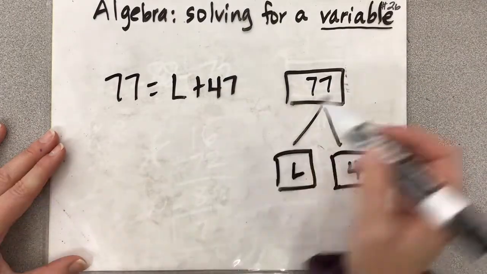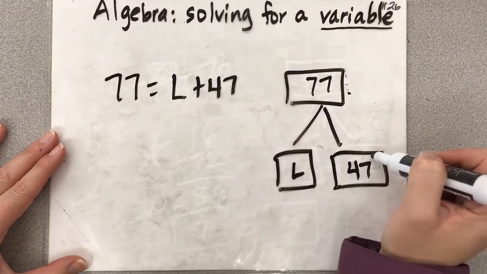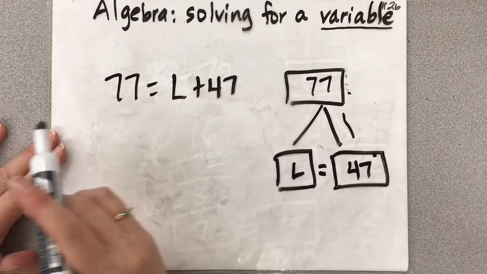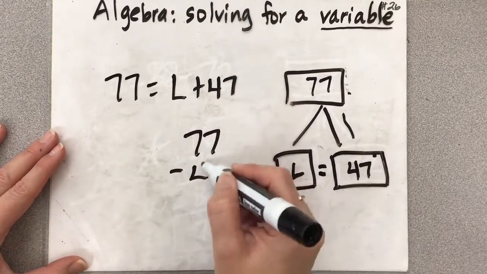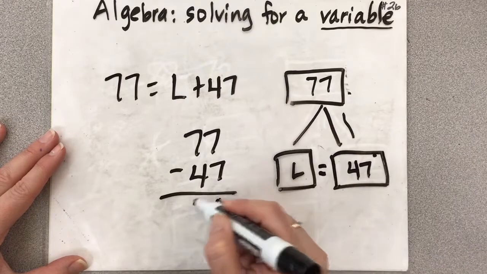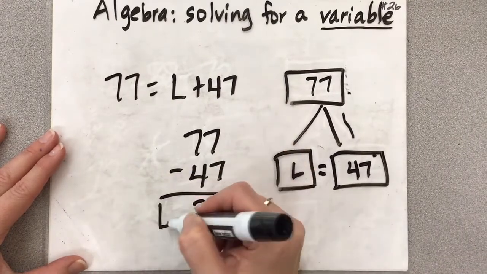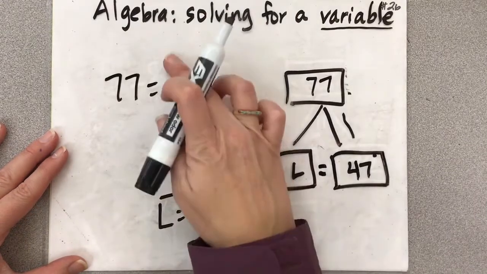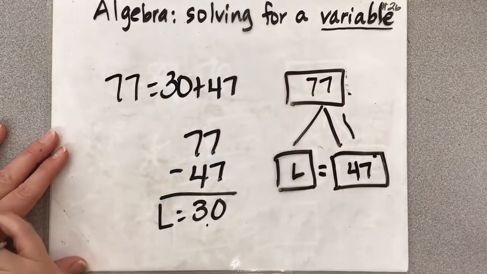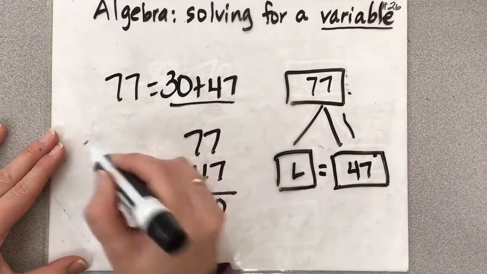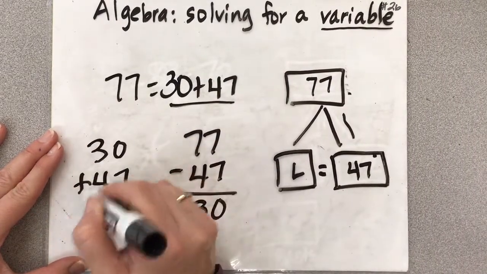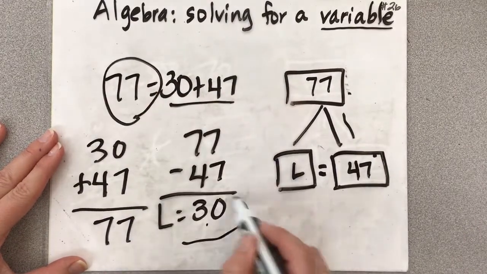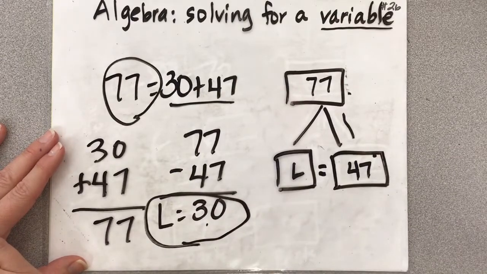So in this case, I know the total, and I know one of the parts, so I'm going to subtract the parts that I know to get the part that I don't know. So I'm going to do 77 minus 47, and then I get 30. So L equals 30. And I'm just going to double check to make sure that this is correct by substituting that 30 into the equation for L and seeing if it works. 30 plus 47 does equal 77. So I know that 30 equals L, L equals 30.